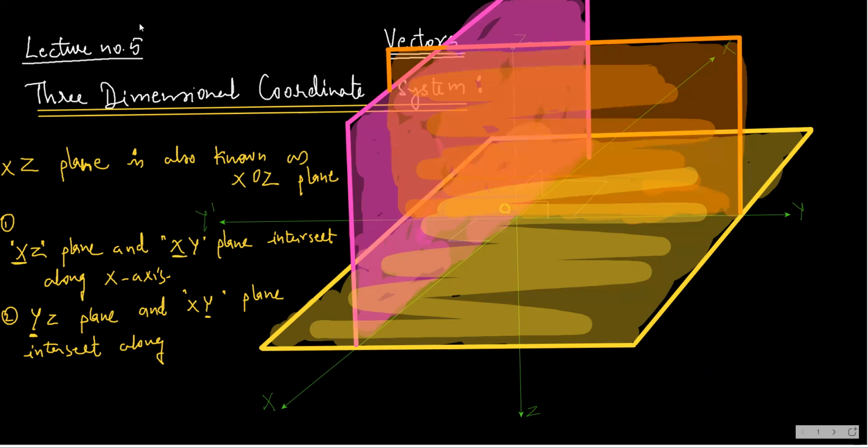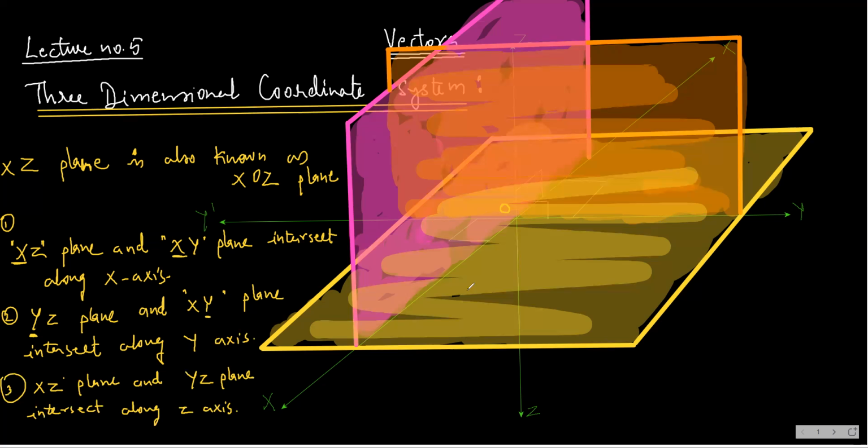So here what will we write? We will write that the YZ plane and XY plane intersect along the Y axis. Okay. Now similarly, you can write the third one. And what will that be? That will be the XZ plane and the YZ plane. They will intersect along the Z axis.